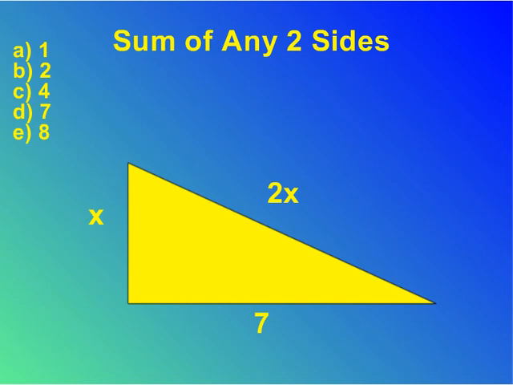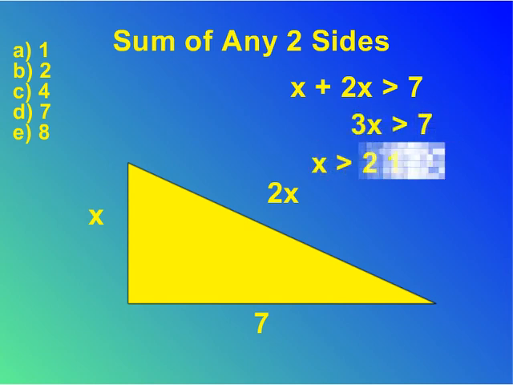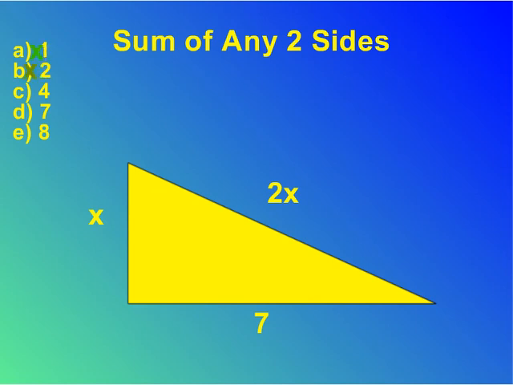Now, you just pick two sides. x plus 2x is greater than 7. Therefore, 3x is greater than 7. So x is greater than 7/3. x is greater than 2 1/3. That's going to rule out 1 and 2. Then we pick two other sides. 7 plus x has to be greater than 2x. Therefore, 7 is greater than x. Thus, ruling out 7 and 8, leaving us with 4.